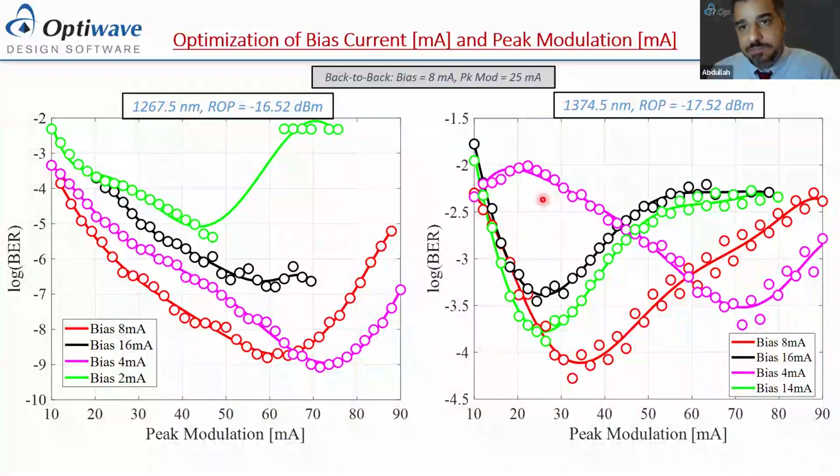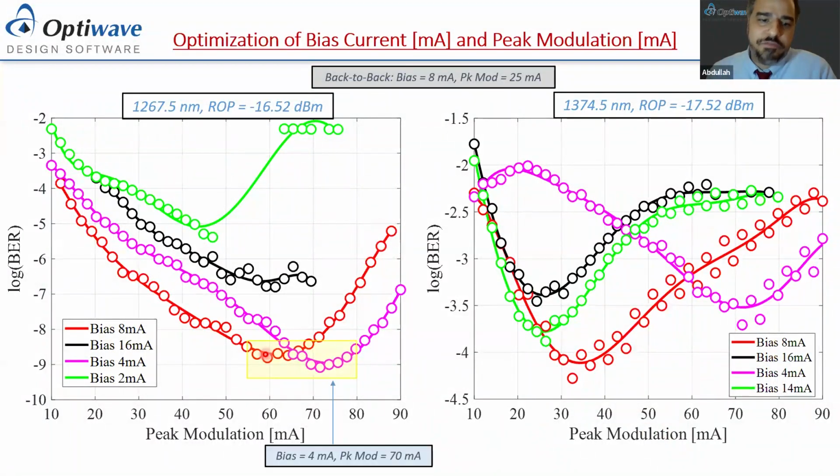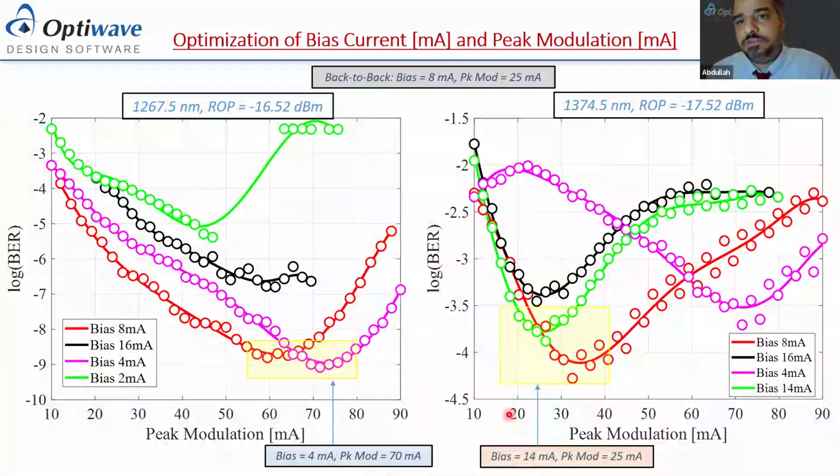The same thing happens for the 1374.5 nanometers. Now, these values are relative. They assume 1 ohm termination. And we're going to find a sweet spot, let's say, for this laser transmission at 4 milliamps in a peak modulation, and also for the 1374.5 nanometer wavelength.